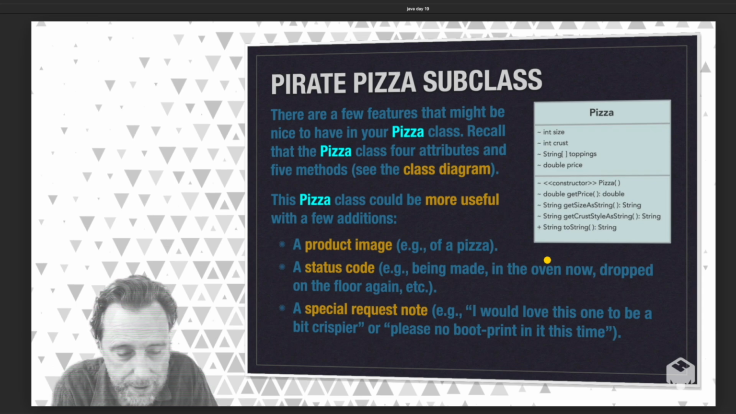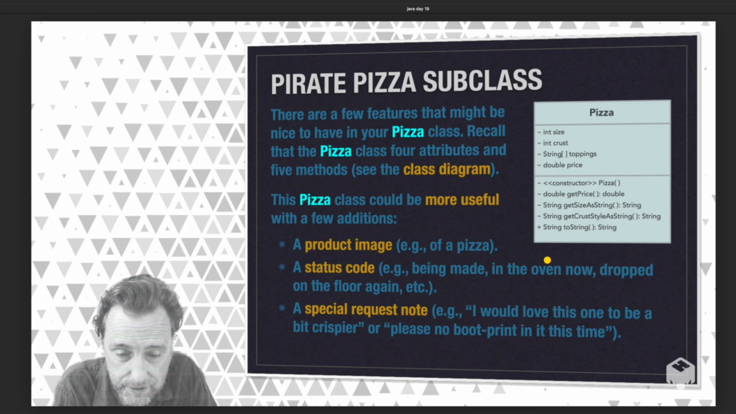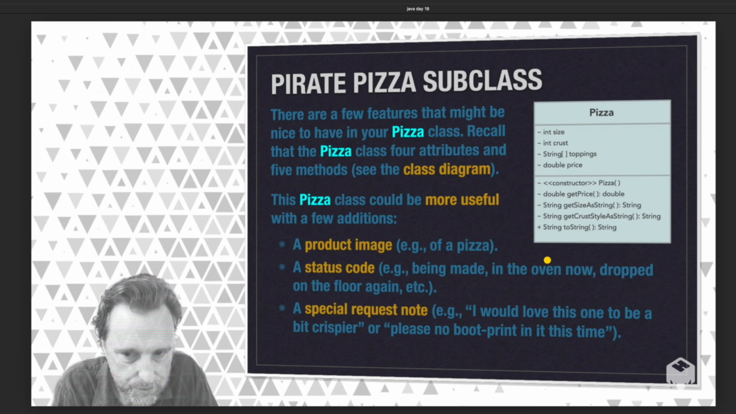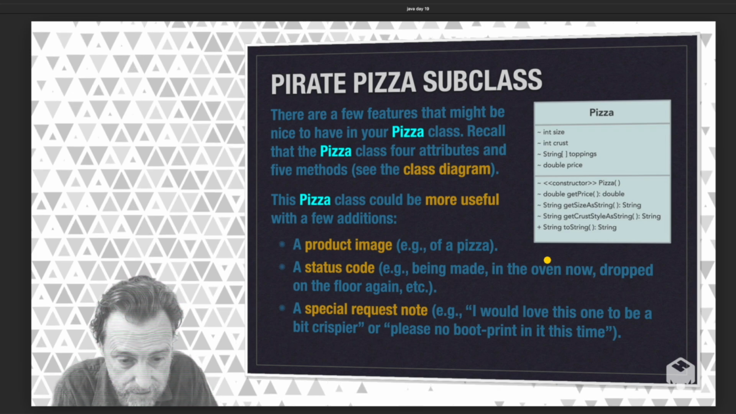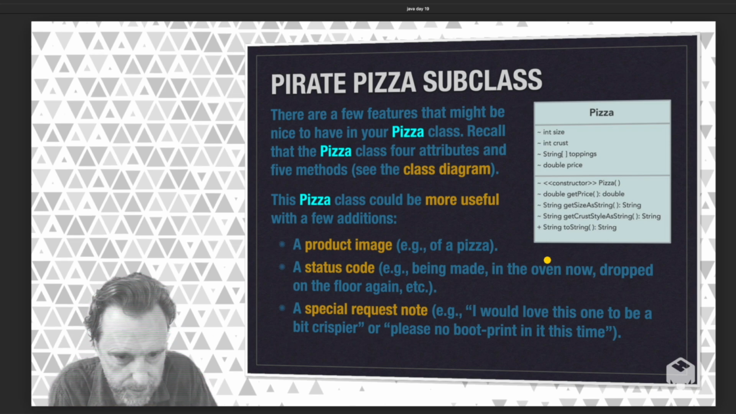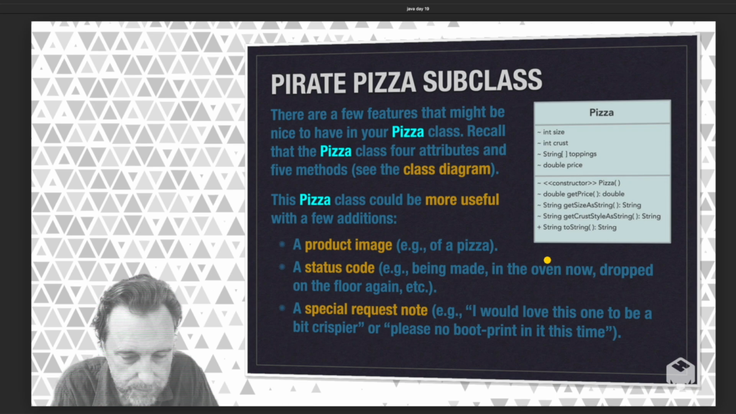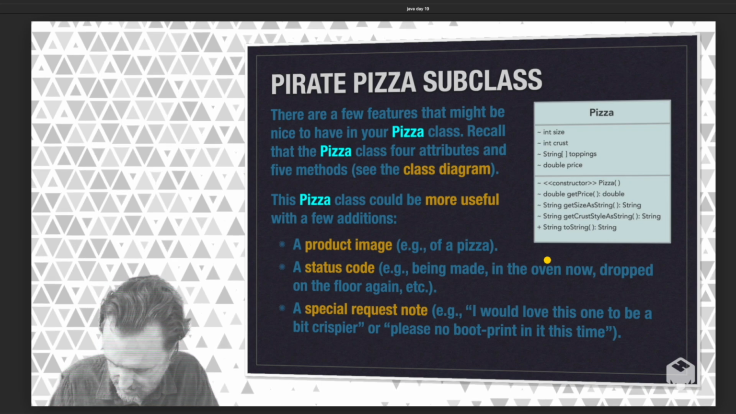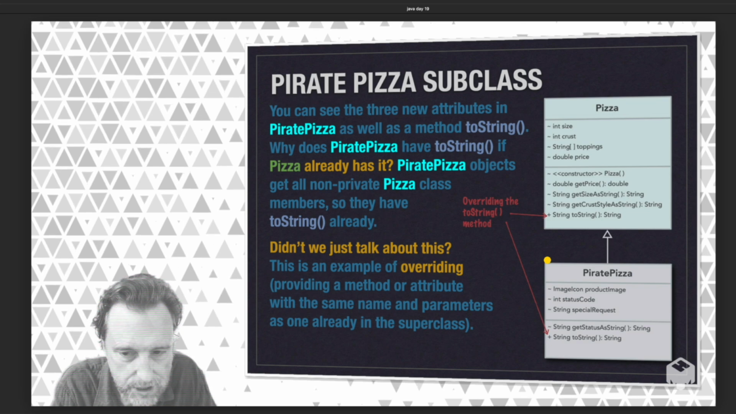And then our customer is sometimes kind of picky, and they want to have special requests. They want to be able to tell us stuff about that pizza that they want done slightly differently. So we want a string field to capture this special request, so that each pizza on the order could have a note attached to it that said something like, I would love this to be a bit crispier, or please no boot print, this time, whatever the special request might be.